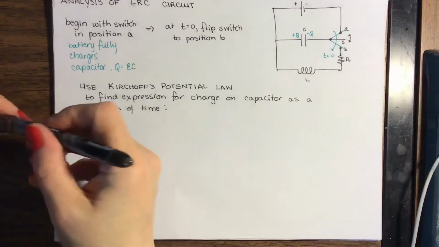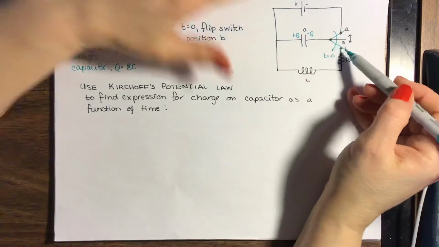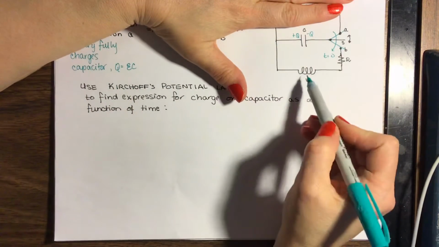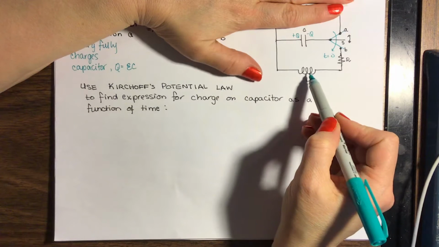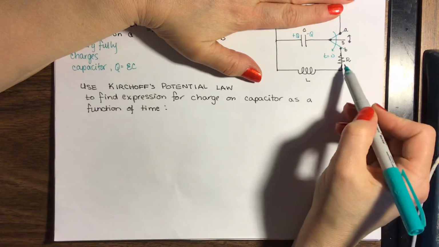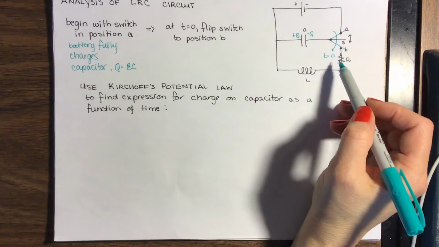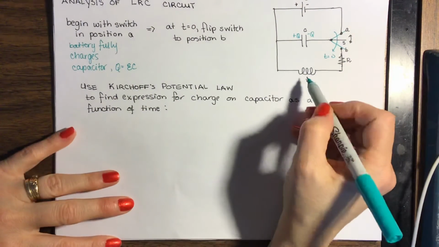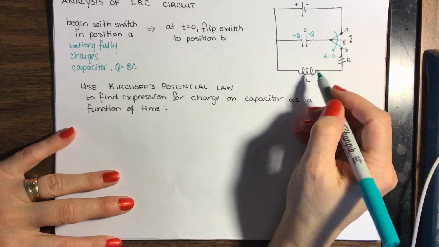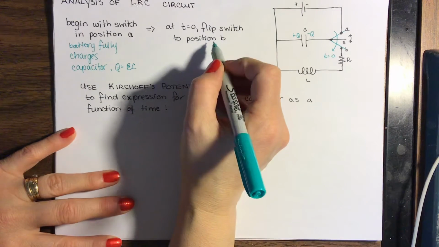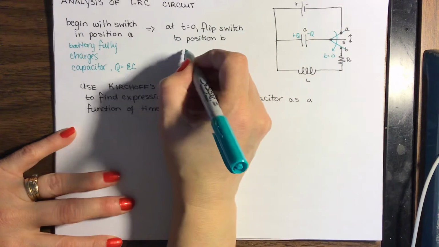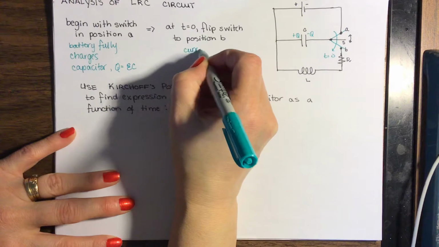All right. So now when we flip the switch down to point B, we have a fully charged capacitor, an inductor which is going to resist current flow, and a resistor which is going to dissipate some energy. The current will begin to flow, although this will resist it. Ultimately it will start to flow. So at t equals 0, we flip the switch to position B. Current will begin to flow at some point.